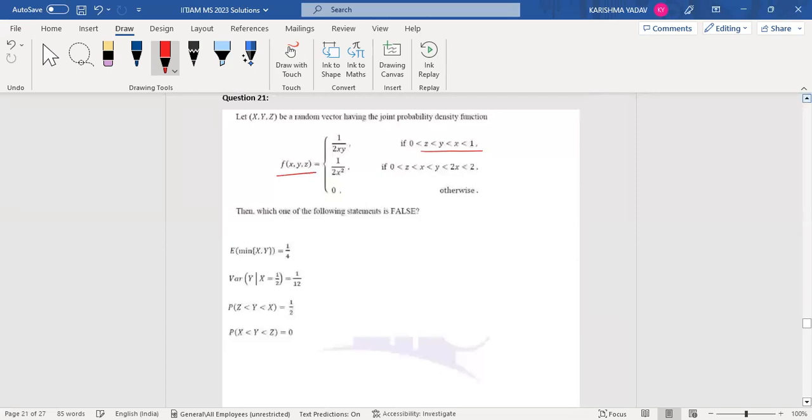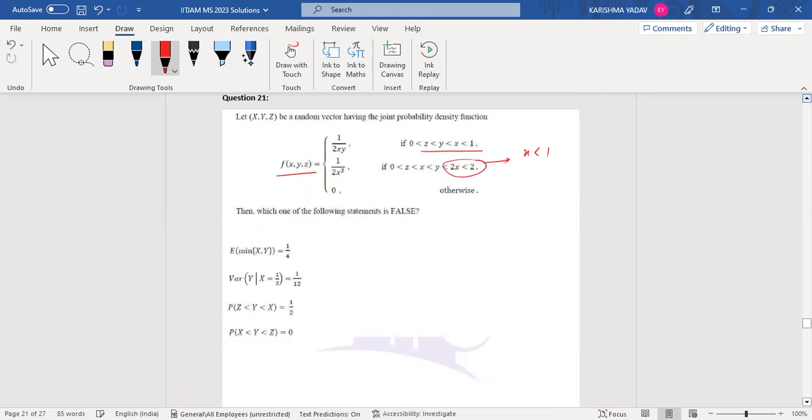So we have to find which one of the following is false. See, this is when all the values of z, y, x are lying between 0 and 1. And similarly here, if I simplify this one, this is basically x is less than 1. So here also all the values of z, x and y are lying between 0 and 1.